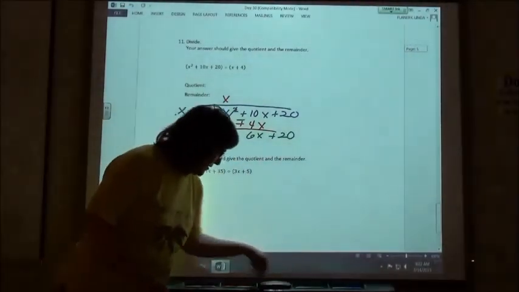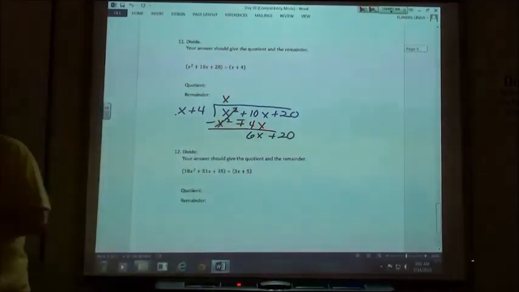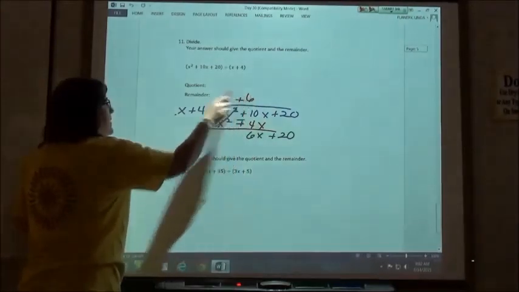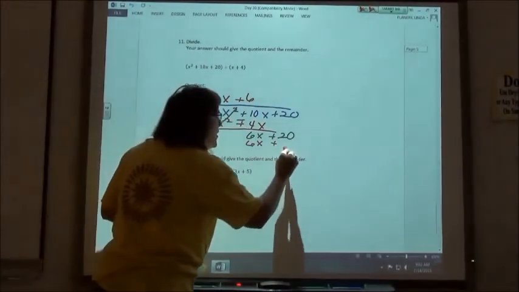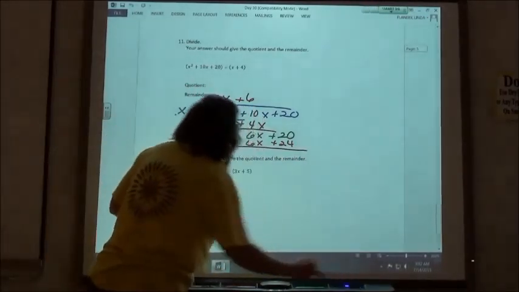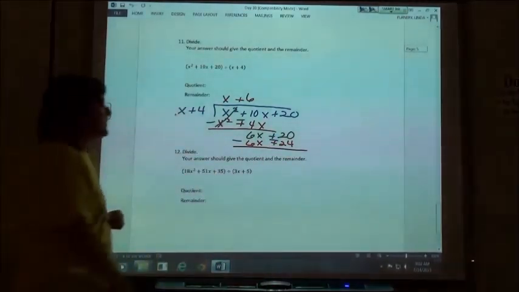And then we basically just repeat that. What times our x will give us 6x? A 6. So a plus 6 goes up on top. 6 times x is 6x. 6 times 4 is 24. But then we have to subtract. So our remainder is negative 4.